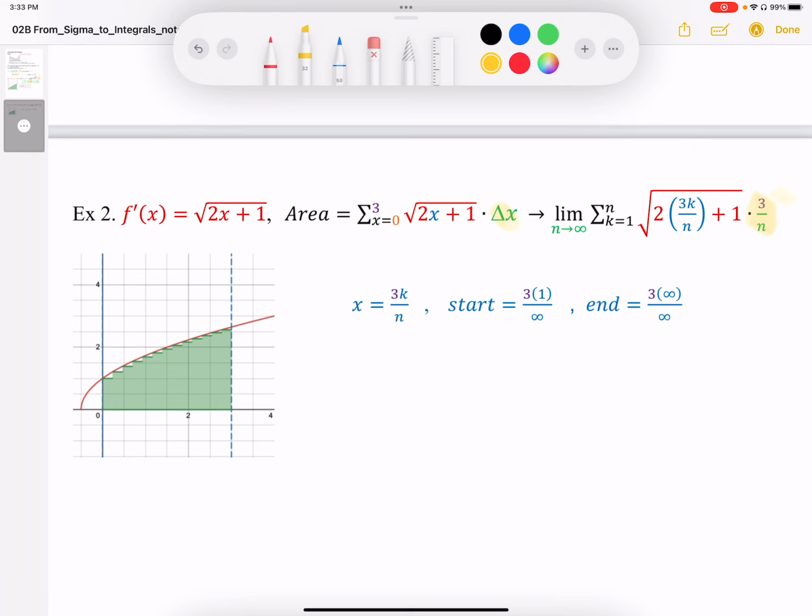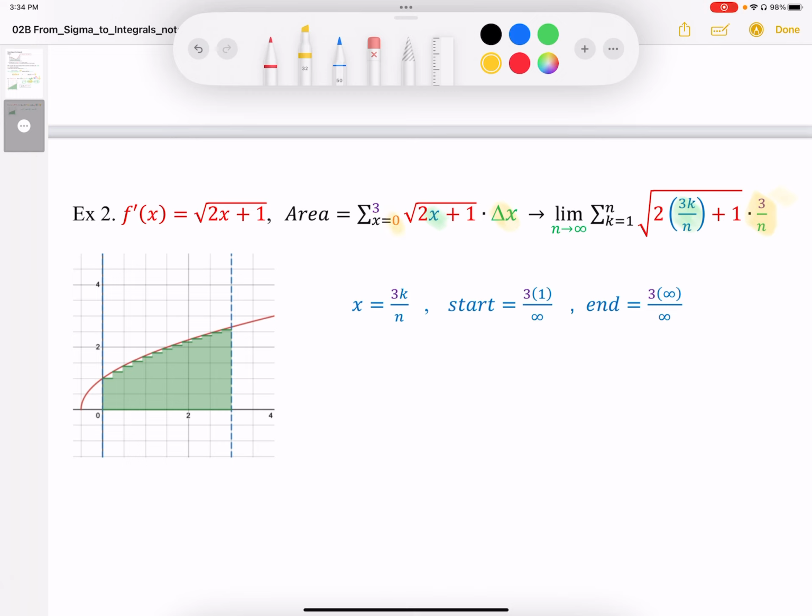At this point, I can use as many n's as I want, and in fact, I can make an exact area by letting n go to infinity. The other part of this expression is this x part here. We need to replace x here with that expression 3k over n. So how did we get 3k over n? Well, we're going to start with k equals 1. n goes to infinity, so that's going to give me 3 times 1 over infinity. That's 0, which gives me my starting bound of 0.